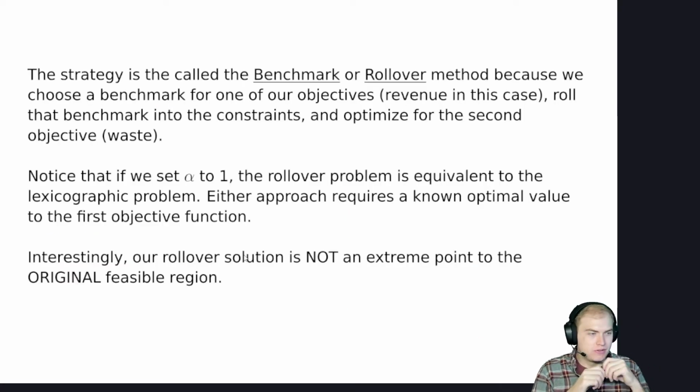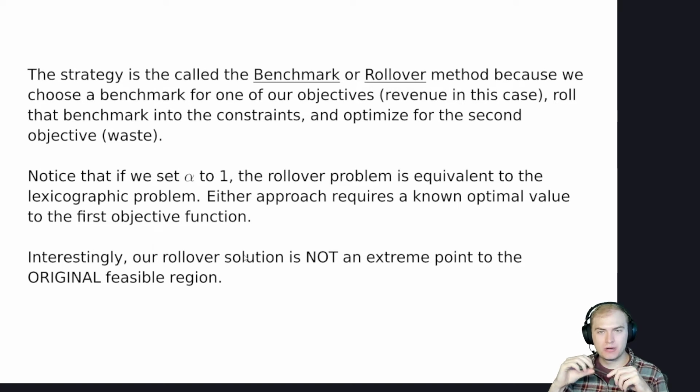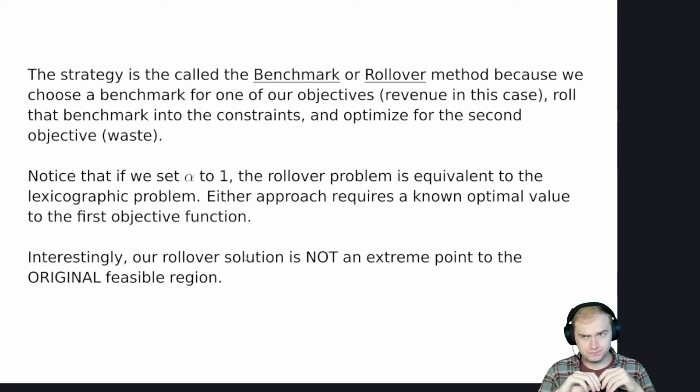So this idea is called the benchmark or the rollover method. Because what we do is we choose a benchmark for our sort of primary objective function, in this case profit or revenue, and then we roll that benchmark down into the constraints, and then we optimize for the second objective, in this case waste.